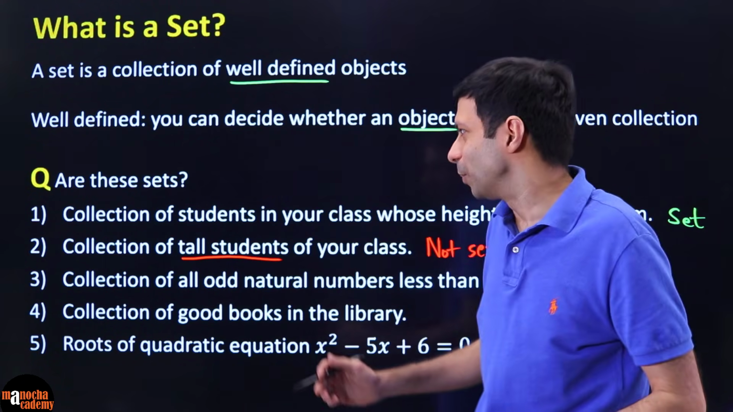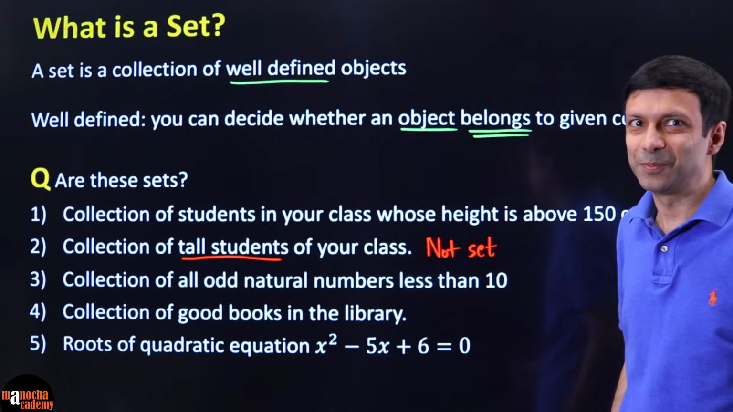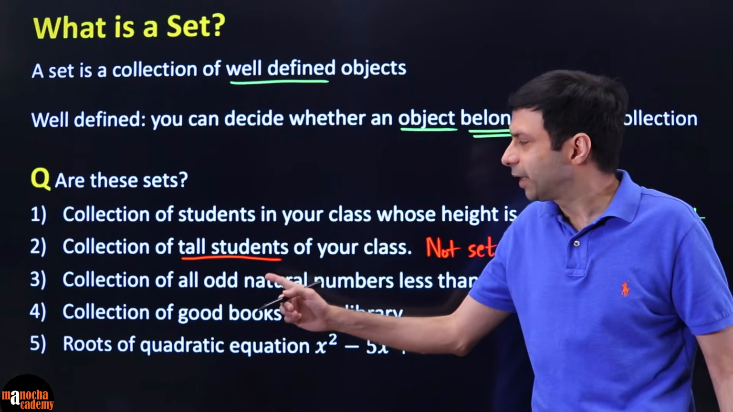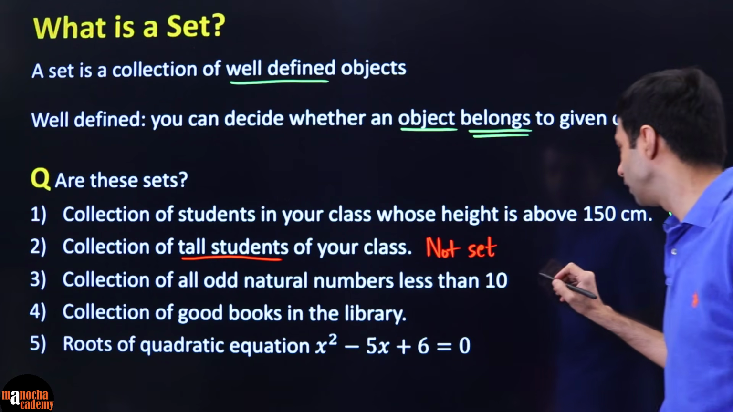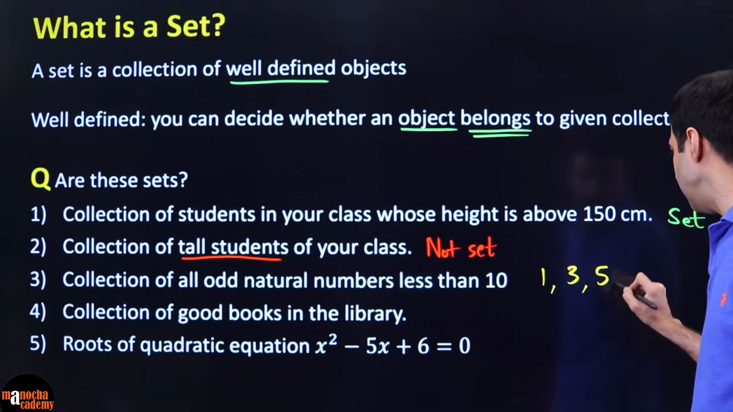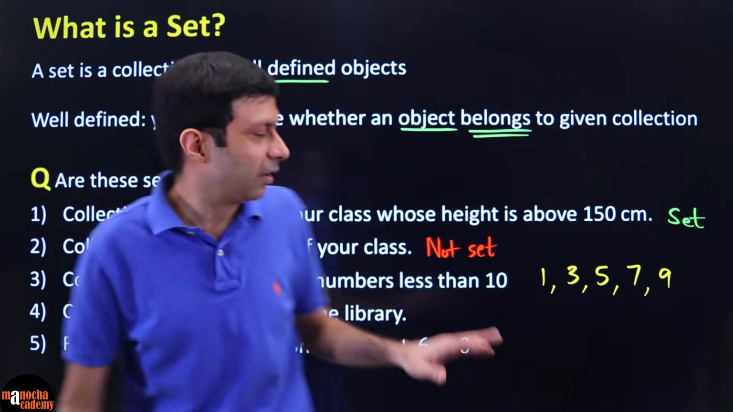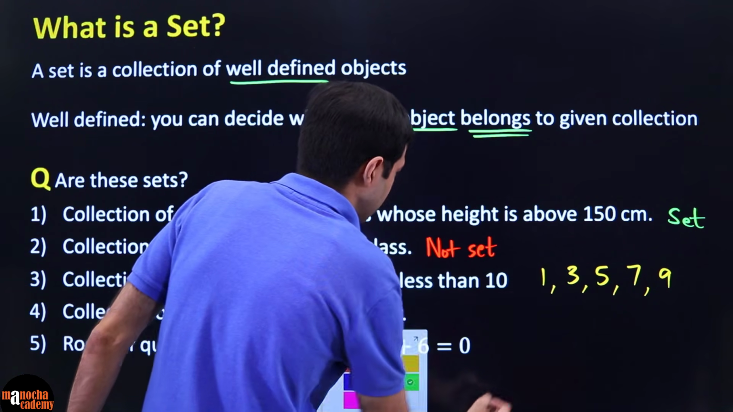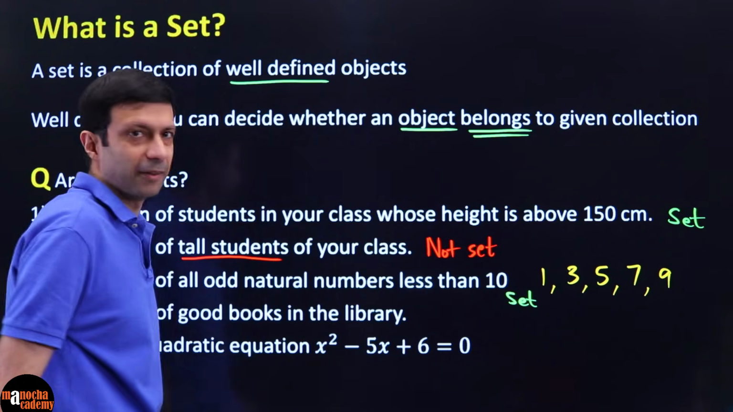Let's try the third example. Collection of all odd natural numbers less than 10. What do you think? Is this a set or not? So think about the example. What are all the odd numbers which are less than 10? This we can define clearly. We know the numbers are 1, 3, 5, 7 and 9. There is no confusion, right? This is very clear that these are going to be the numbers. So we can say yes, this is a set. All the odd numbers less than 10.